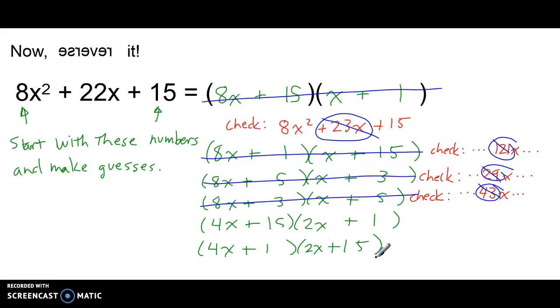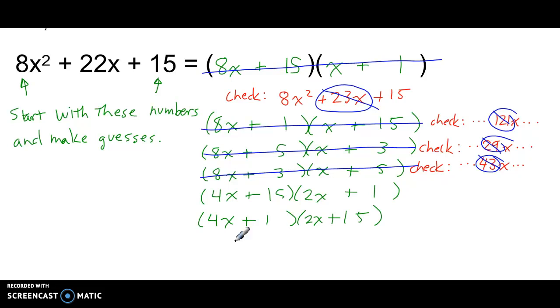This is one of the reasons why I suggest you use pencil. If you make a mistake, and you're going to make mistakes, I just made a mistake. Everybody makes mistakes. If you're using pencil and you make a mistake, you can correct it. Neither one of those check.